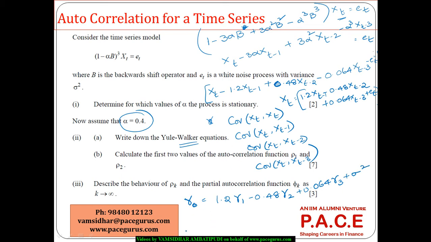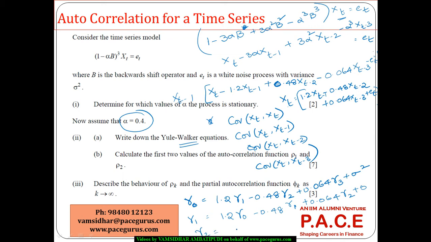Similarly, if I take the covariance with respect to X_(t-1), the covariance of X_(t-1) and X_t is gamma 1, which is equal to 1.2 times the covariance of X_(t-1) with itself, gamma 0, minus 0.48 times the covariance of X_(t-1) and X_(t-2), gamma 1, plus 0.064 times the covariance of X_(t-1) and X_(t-3), a two-period lag, so gamma 2, and the covariance of X_(t-1) and e_t is nothing.